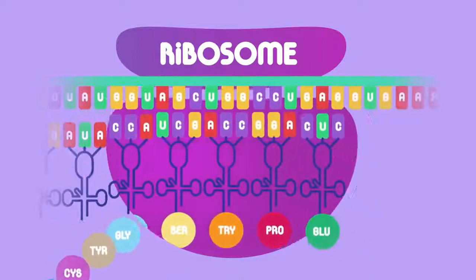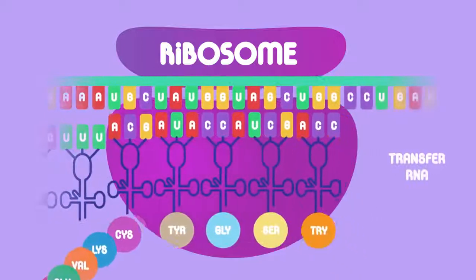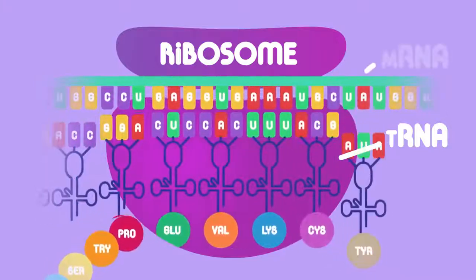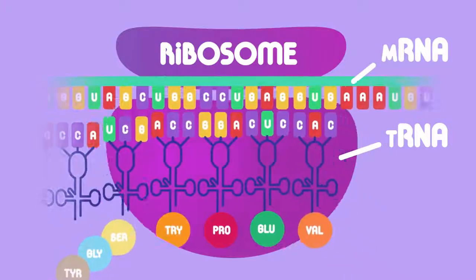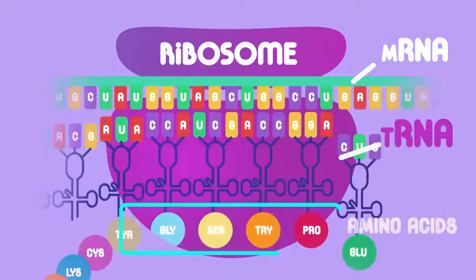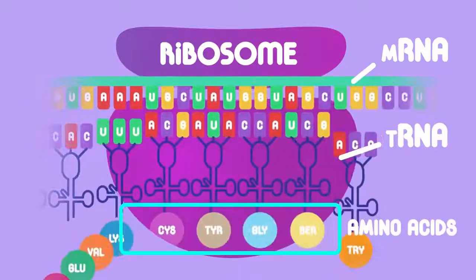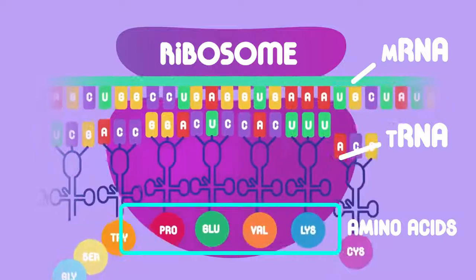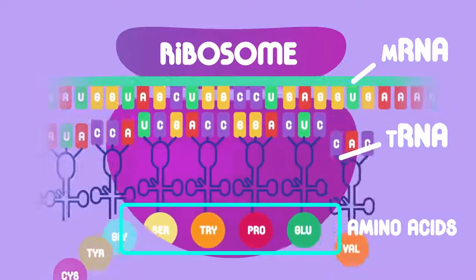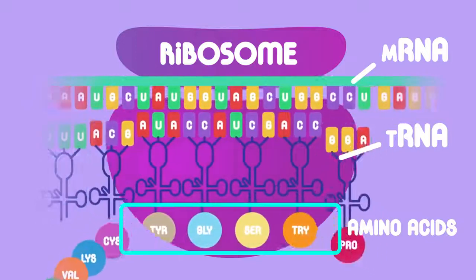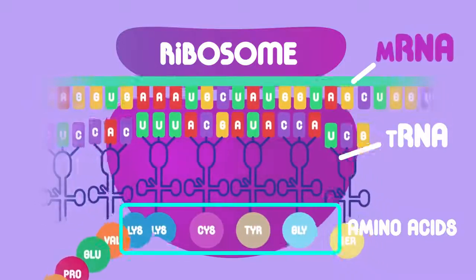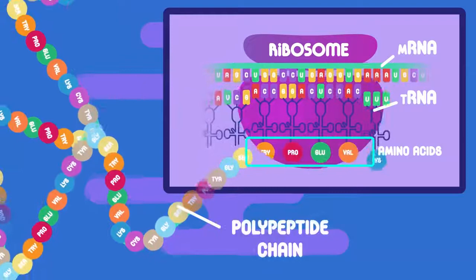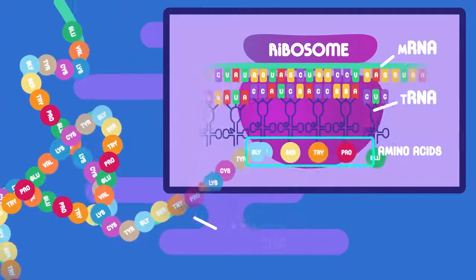So let's look at translation in a little more detail. What is actually happening inside the ribosome? Transfer RNA, or tRNA molecules, carrying specific amino acids base pair with the mRNA inside the ribosome. So the tRNA brings in the amino acids, and the mRNA provides the information of the exact order that the amino acids need to be bonded together to ensure that the correct protein is made. As more and more tRNAs match up with the mRNA, the amino acid chain becomes longer and longer, and eventually the polypeptide chain will form into the protein.